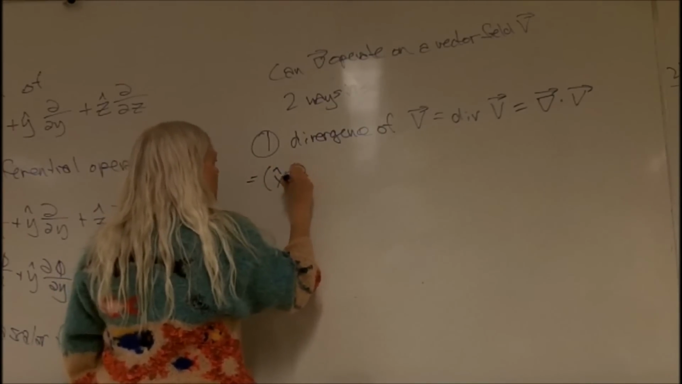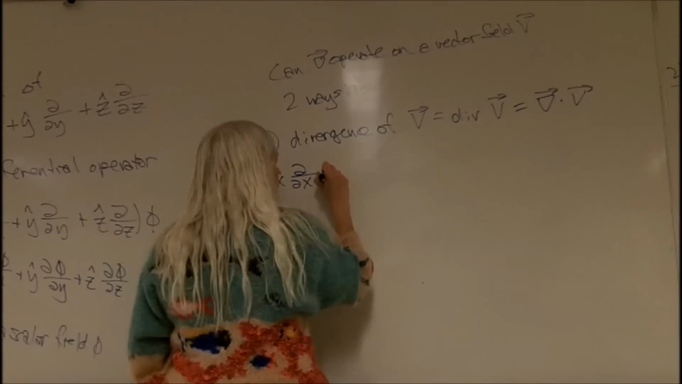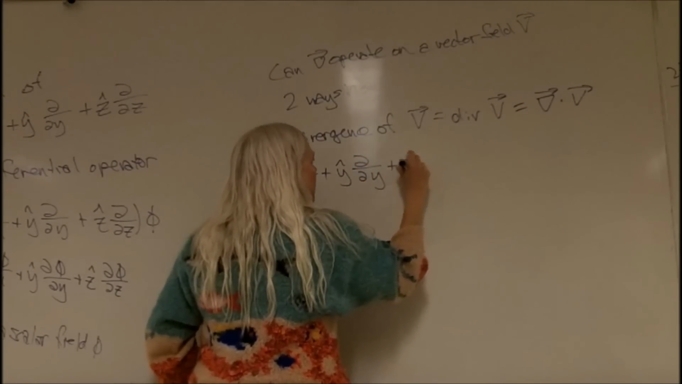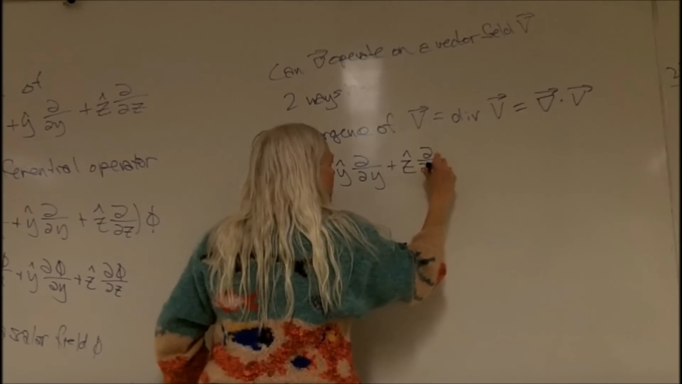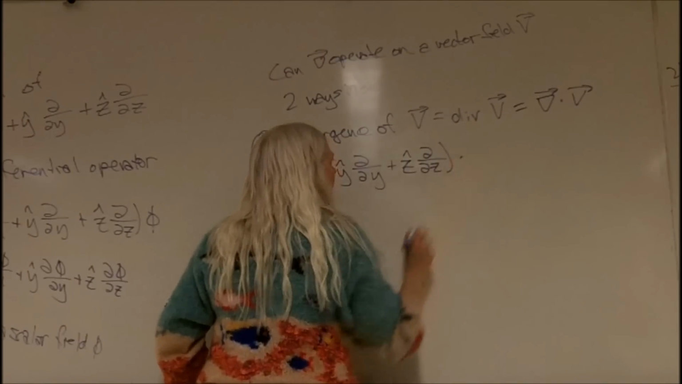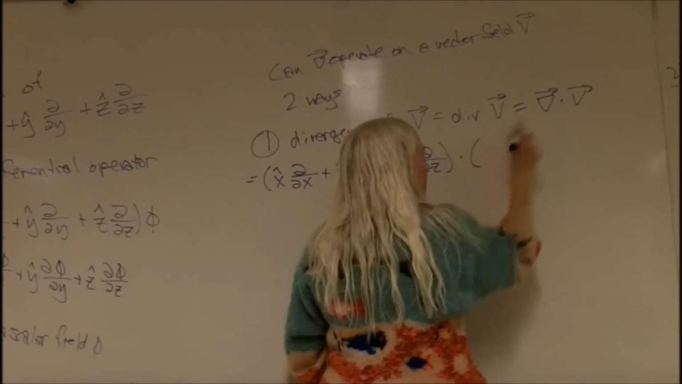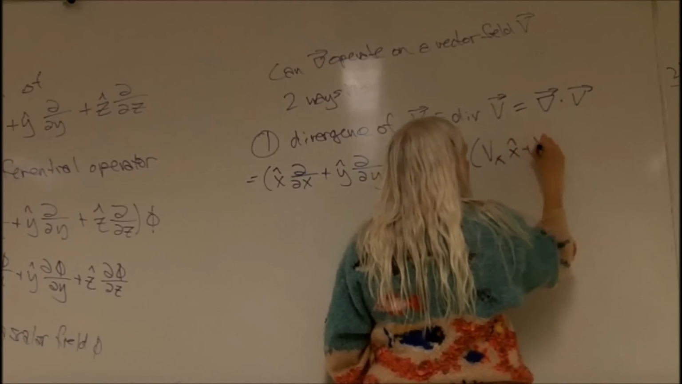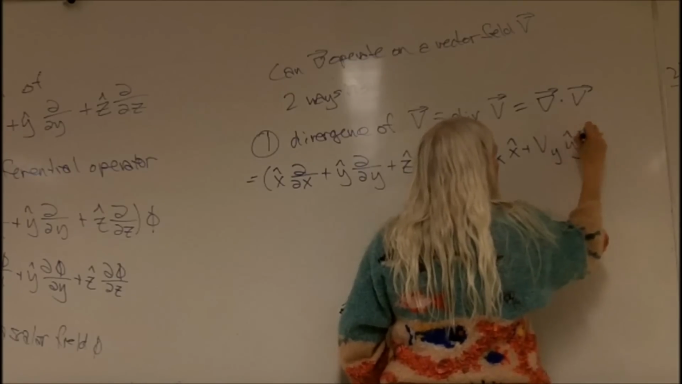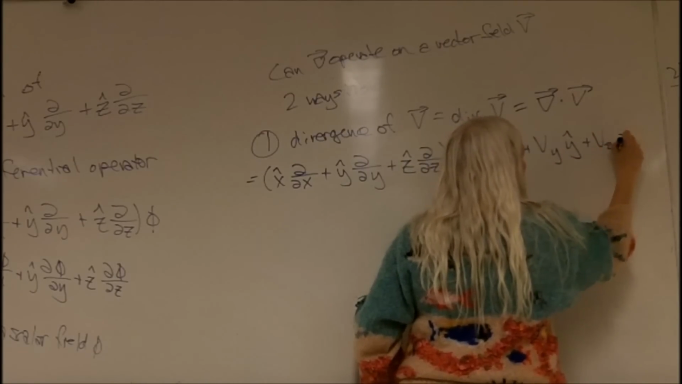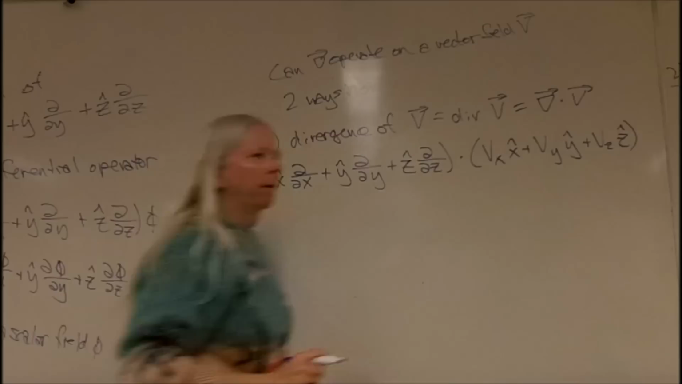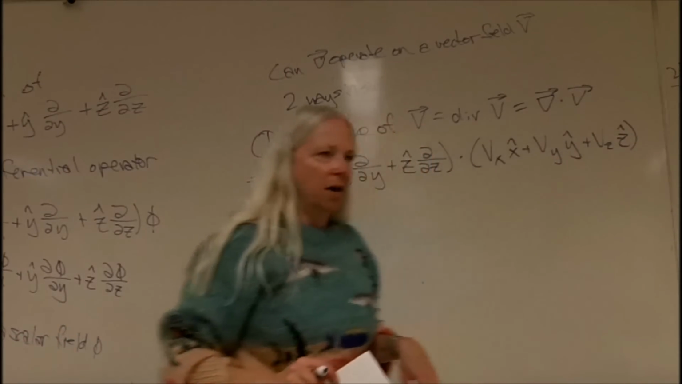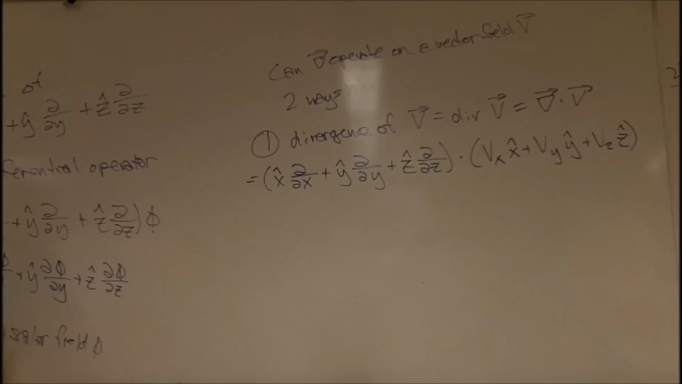So that's x hat times the partial derivative with respect to x, plus y hat times the partial derivative with respect to y, plus z hat times the partial derivative with respect to z, dotted into v, which if I write in terms of components is vx times x hat plus vy times y hat plus vz times z hat. And remember, Vx, Vy, and Vz are not necessarily just constants. They are functions of x, y, and z.